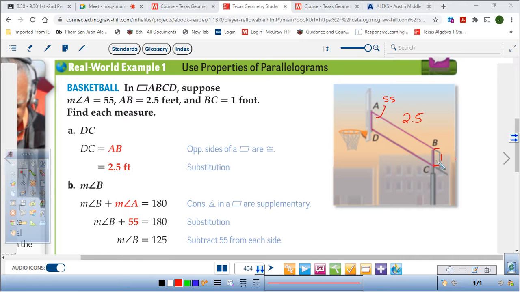Now remember, if this is a parallelogram right here, and it's telling us it is, then we know that this one's equal to this one. So AB is congruent to DC, right? So there it is. If we know that AB is 2.5, then we know that DC is 2.5.